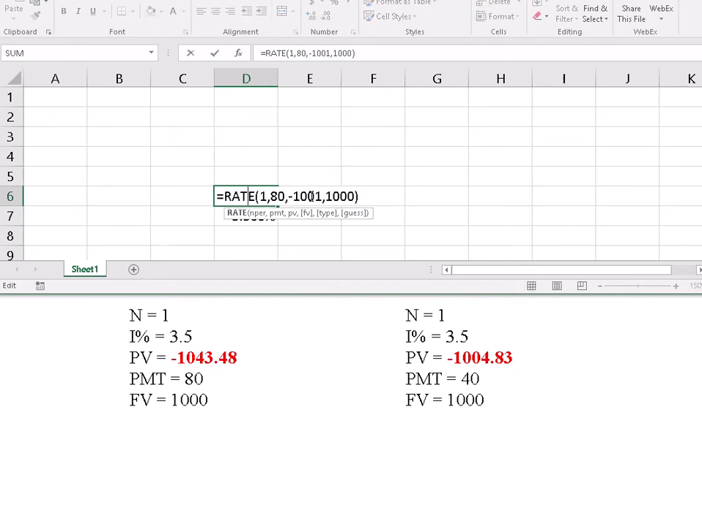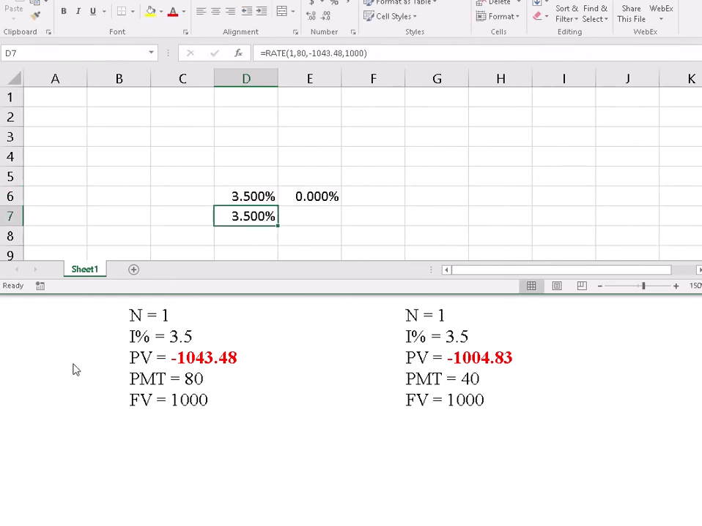And this is 1,004.83, and this should be 3.5%. See that? Whoops, we forgot to take the tax off. So we have to pay a tax of $40, right? If we take a tax of $40, that yield to maturity drops to 3.5%.